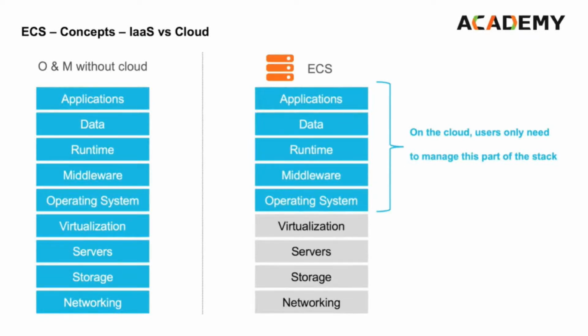And when we look at ECS compared with the on-premise system, in an on-premise system everything is implemented by manual intervention, starting from networking, storage, servers, and virtualization up to the applications at the top. All are managed by humans. But ECS follows infrastructure as a service, so networking, storage, servers, and virtualization are already managed by the cloud provider.